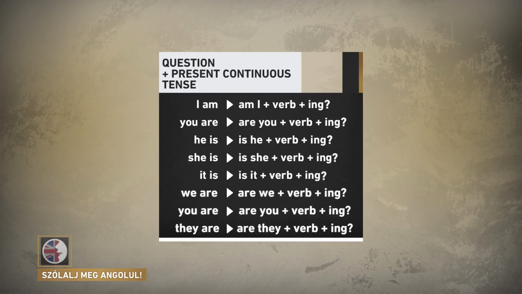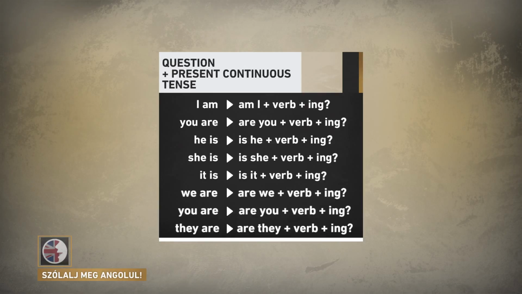And let's hear the plurals. Take another deep breath and let's do this. We are -ing becomes are we -ing. You are -ing becomes are you -ing. And finally, they are -ing becomes are they -ing. Excellent. That was really good. Well done, all of you.